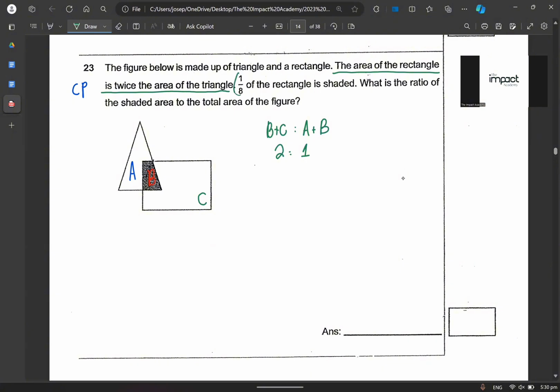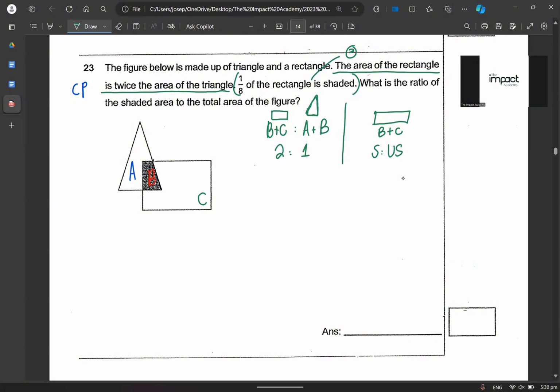Now, then we move on to sentence number 2. Once you're ready, only when you're ready, okay? 1/8 of the rectangle. So let's go to the rectangle. Maybe I just want to write rectangle over here, and then after that we have a triangle over here. So for the rectangle, which is called B plus C, we separate it. We're going to have shaded and unshaded. Am I making sense?